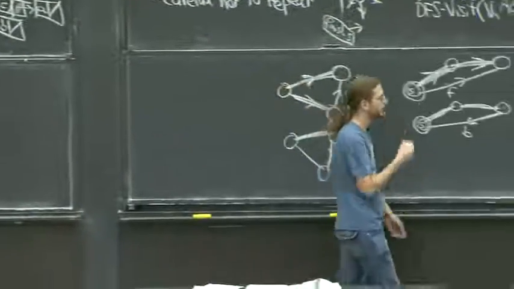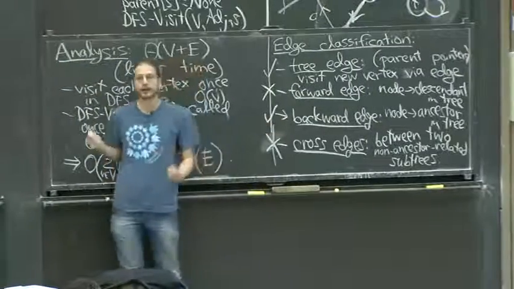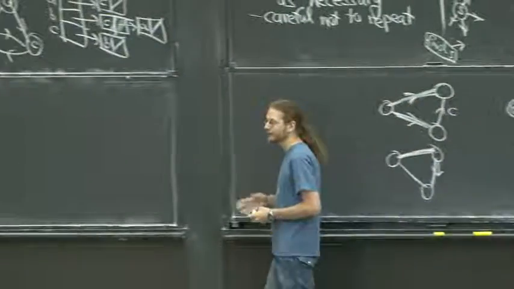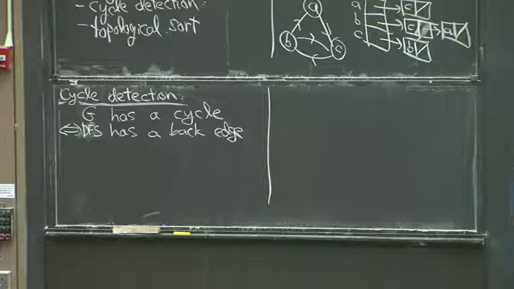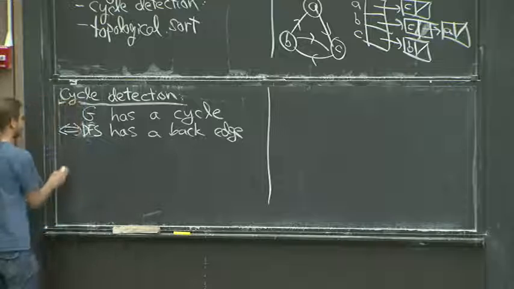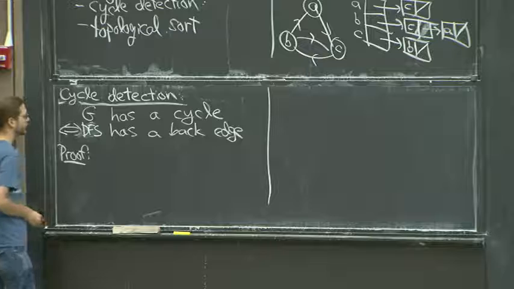Cool. So it all comes down to back edges. This will work for both directed and undirected graphs. Detecting cycles is pretty easy in undirected graphs. It's a little more subtle with directed graphs, because you have to worry about the edge directions. So let's prove this. We haven't done a serious proof in a while, so this is still a pretty easy one, but let's think about it.